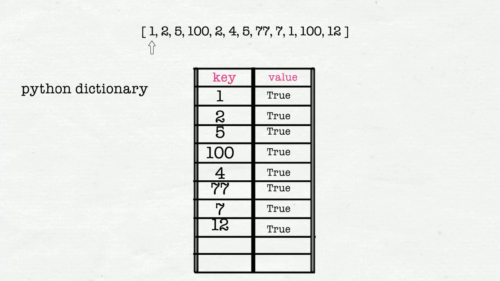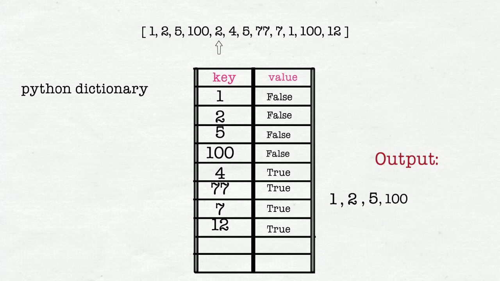Then we will iterate the array second time, again from left to right, and this time while iterating we will first check whether the current array element value in dictionary is true or false. If it is true, we will set it as false and print the element. If current array element value in dictionary is false, we won't print it because false denotes element is already printed. This is how we will avoid printing duplicate array value.